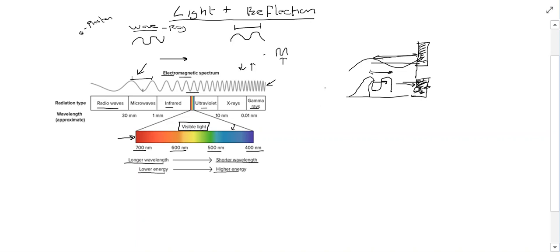So that's one way to think about light, as a wave. Now, light can travel through a vacuum. So what does that mean?